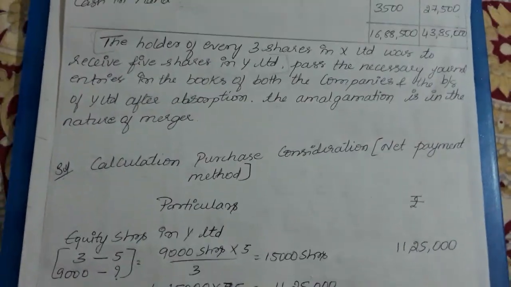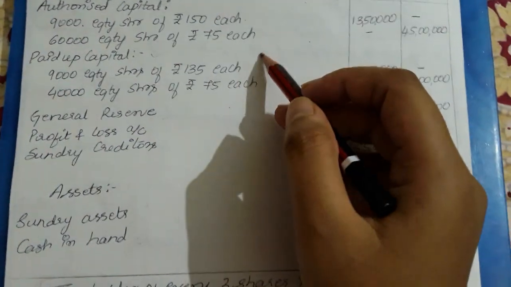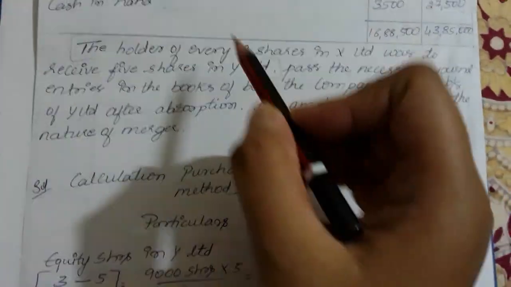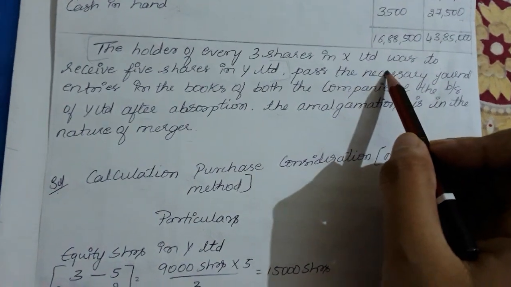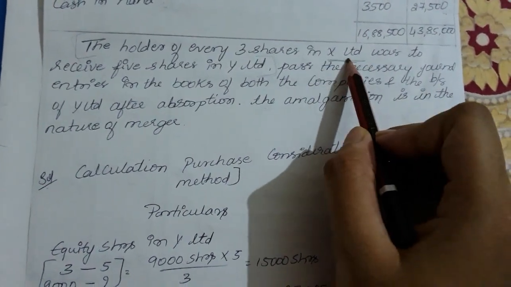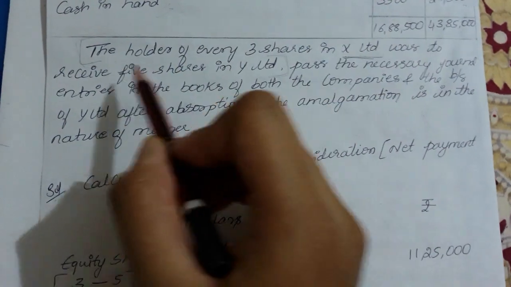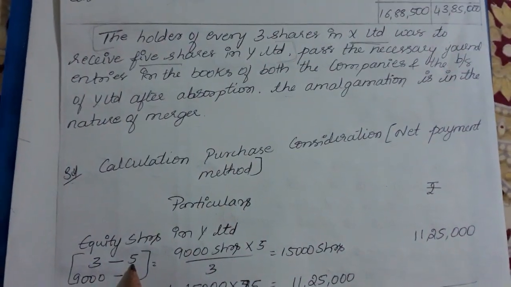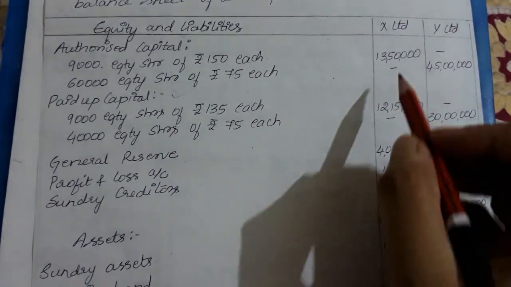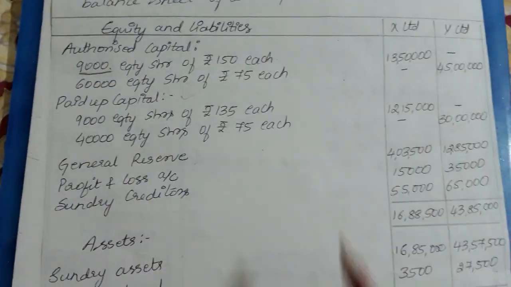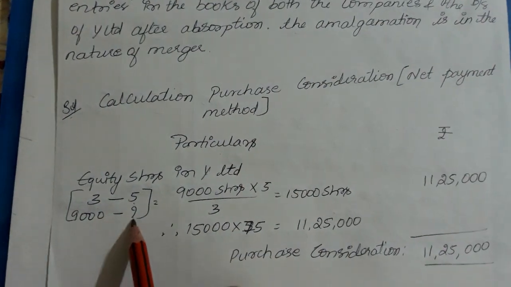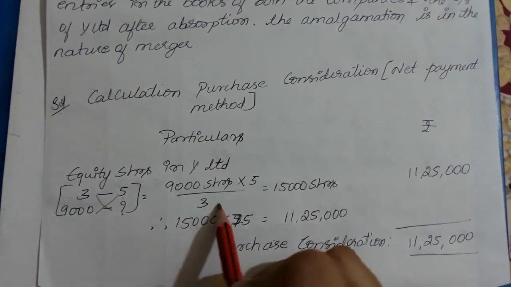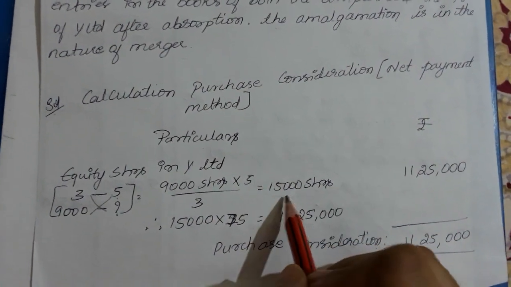They are given only equity shares. Even in the question we don't have anything regarding preference shares, so we will be taking only equity shares. What they are given: the holders of every 3 shares in X Limited, the transferor company, were to receive 5 shares. For every 3 shares, 5 shares they are giving. So what is the number of shares in X Limited? The number of shares in X Limited is 9,000. So what is the value for 9,000? We will do cross multiplication: 9,000 shares multiplied by 5 divided by 3. So they are giving 15,000 shares.